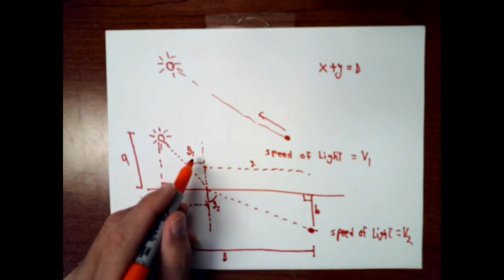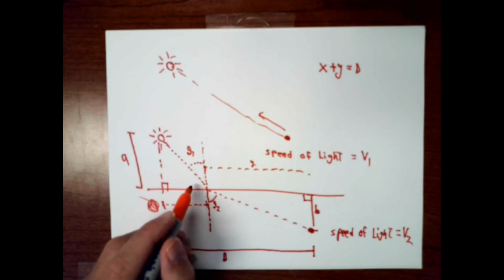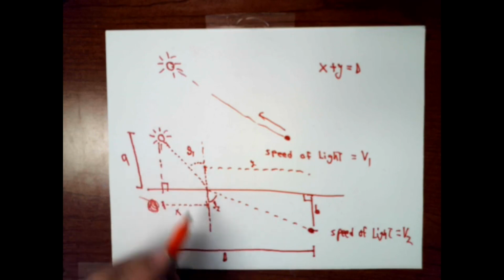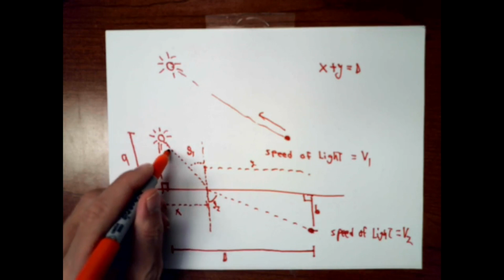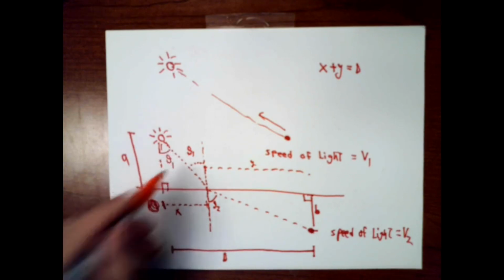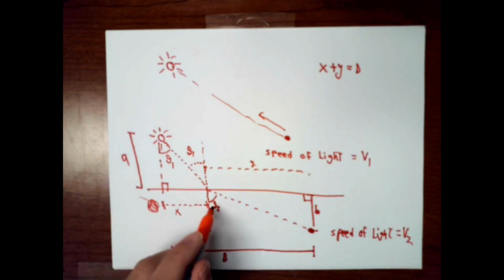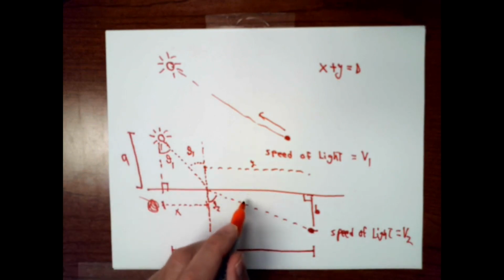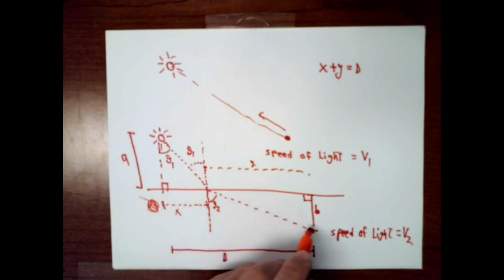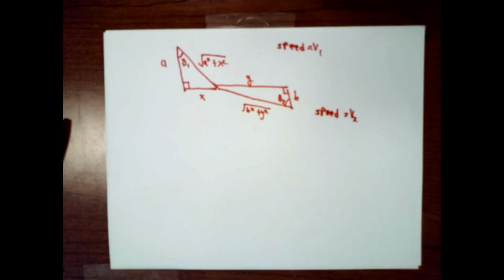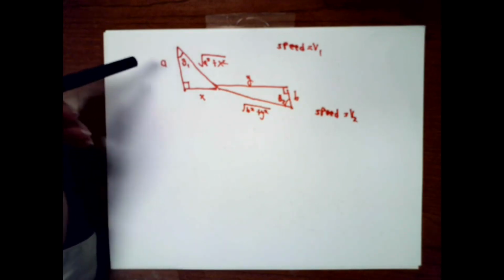This angle must be 90 degrees minus theta 1. So since the angles have to add up to be 180 degrees, this angle must actually be theta 1. Likewise, this angle is theta 2. That angle must be 90 degrees minus theta 2, and that angle must be theta 2. So I have two right triangles. We know lots about right triangles. If I know the lengths of the two shorter sides, I can easily calculate the hypotenuse in either case.